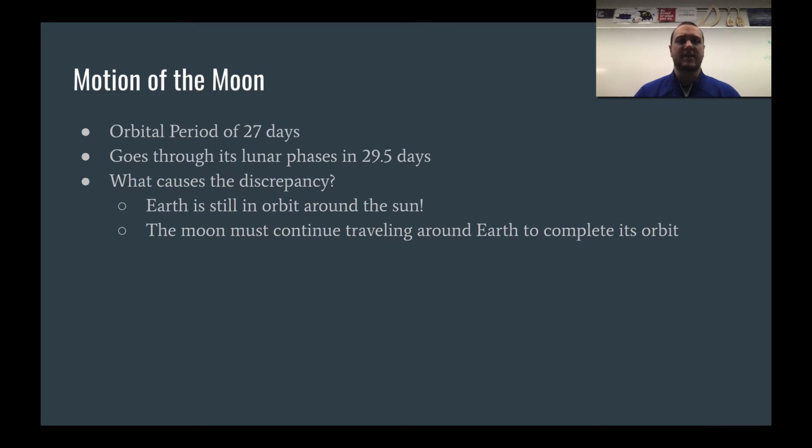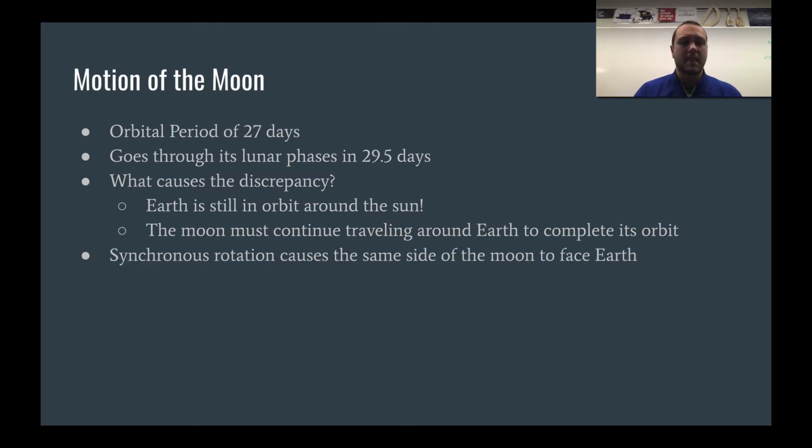Because of this, the moon ends up in slightly different locations each time around, which is why we get that 29 and a half days, because the phases are also dependent on the location of the sun, since that's where the moon gets the light to reflect back to the Earth.